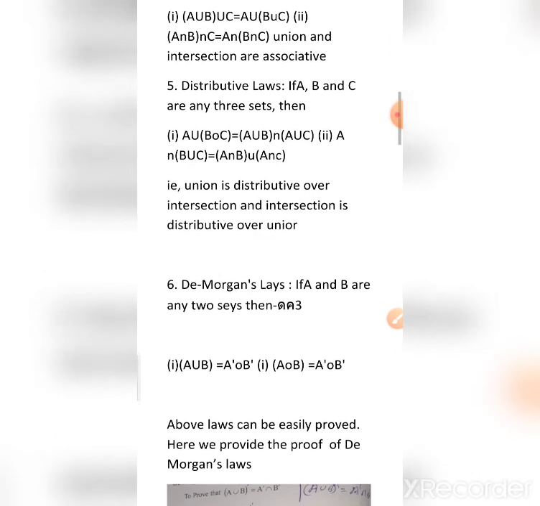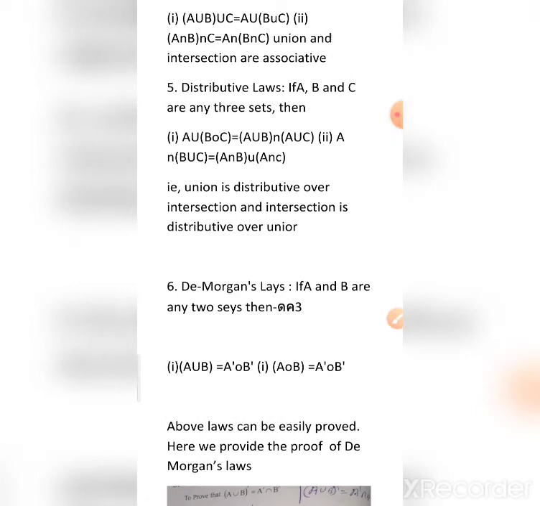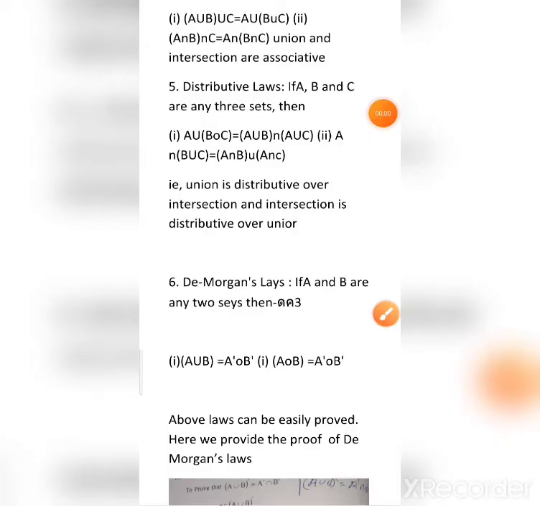Distributive law: if A, B and C are any three sets, then union distributes over intersection. A union B intersection C is equal to A union B intersection A union C. Also, intersection distributes over union: A intersection B union C is equal to A intersection B union A intersection C. These are simple properties.